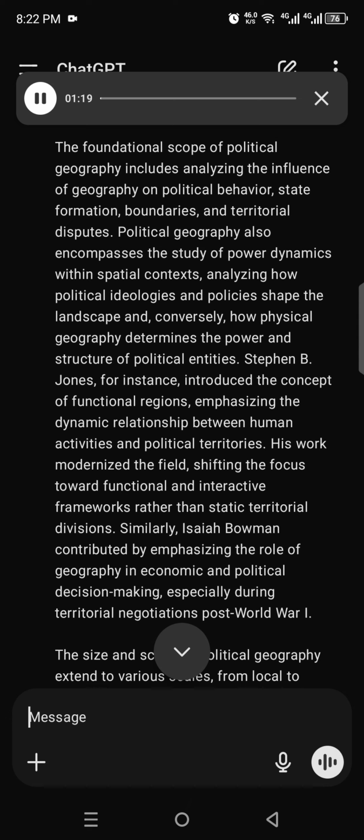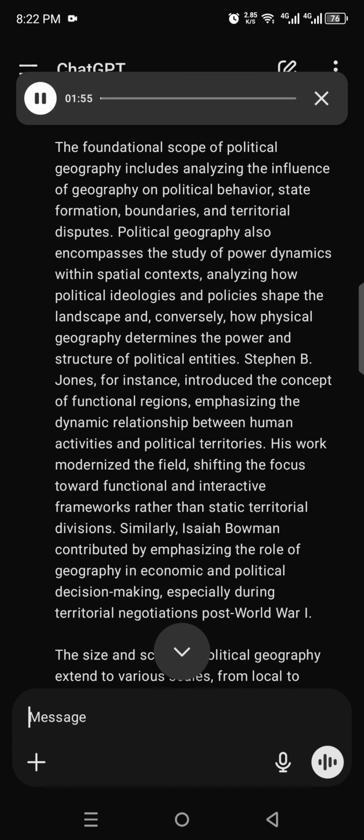Stephen B. Jones, for instance, introduced the concept of functional regions, emphasizing the dynamic relationship between human activities and political territories. His work modernized the field, shifting the focus toward functional and interactive frameworks rather than static territorial divisions. Similarly, Isaiah Bowman contributed by emphasizing the role of geography in economic and political decision-making, especially during territorial negotiations post-World War I. The size and scope of political geography extend to various scales, from local to global.